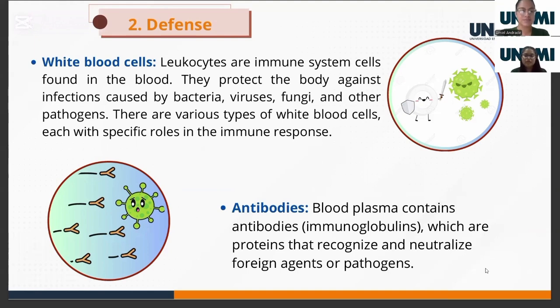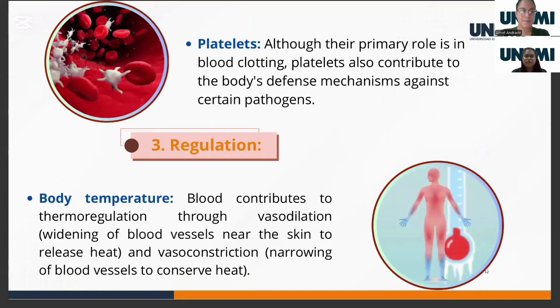Antibodies. Blood plasma contains antibodies, immunoglobulins, which are proteins that recognize and neutralize foreign agents, pathogens. Platelets. Although their primary role is in blood clotting, platelets also contribute to the body's defense mechanisms against certain pathogens.